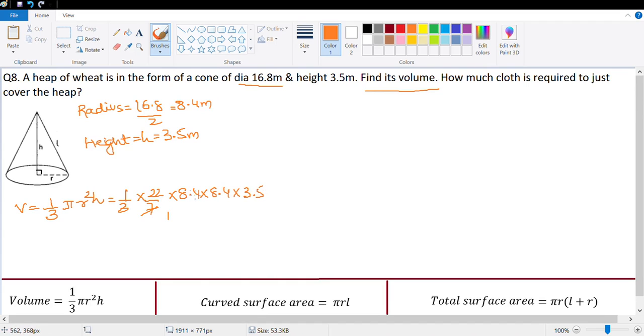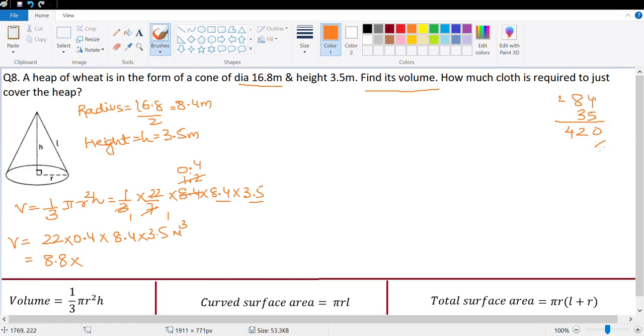7 1, and this is 7 1.2. Yes, this is fine. This is 3 1 and 3 0.4. So volume is 22 into 0.4 into 8.4 into 3.5 meter cube. So this is 22 into 0.4, that's 8.8. Now let's calculate. So this is 84 into 35, that's 5 into 4 20, 5 8s are 40 plus 2 42, 3 into 4 12, 24 plus 1 25, that's 0492. How many decimals? 2. So this is 29.4.